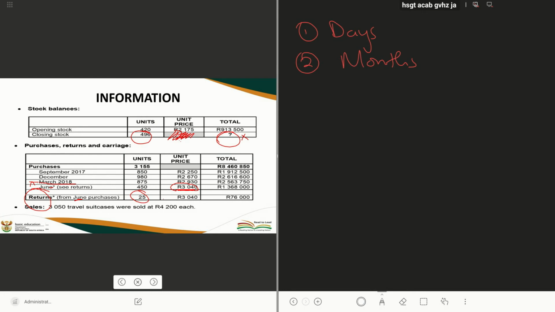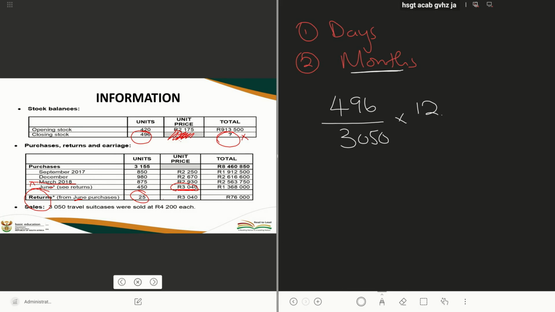You simply go back again. How many units do you want? It is your 496 over what you sold, which is 3,050, multiplied by the number of days, which is, in this case, remember, we are not using days now. In this case, we are using months. So if we're using months, how many months are in a year? It is 12 months.